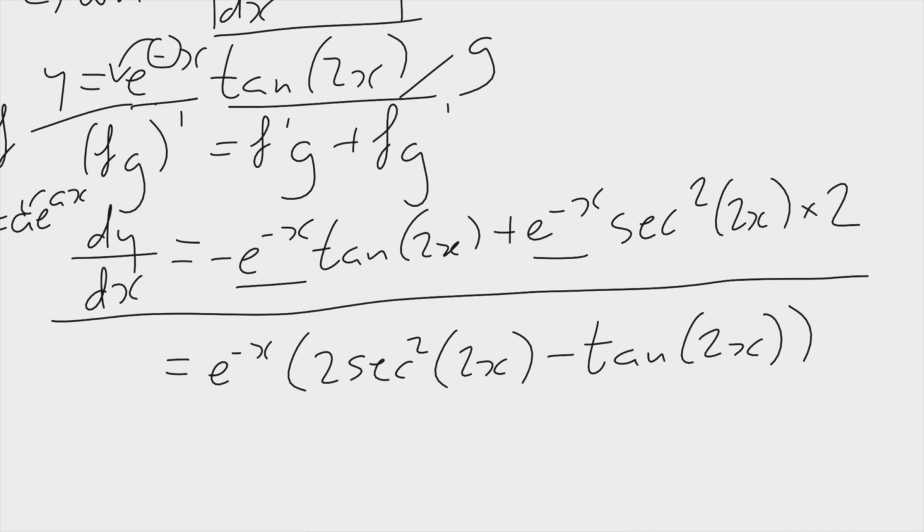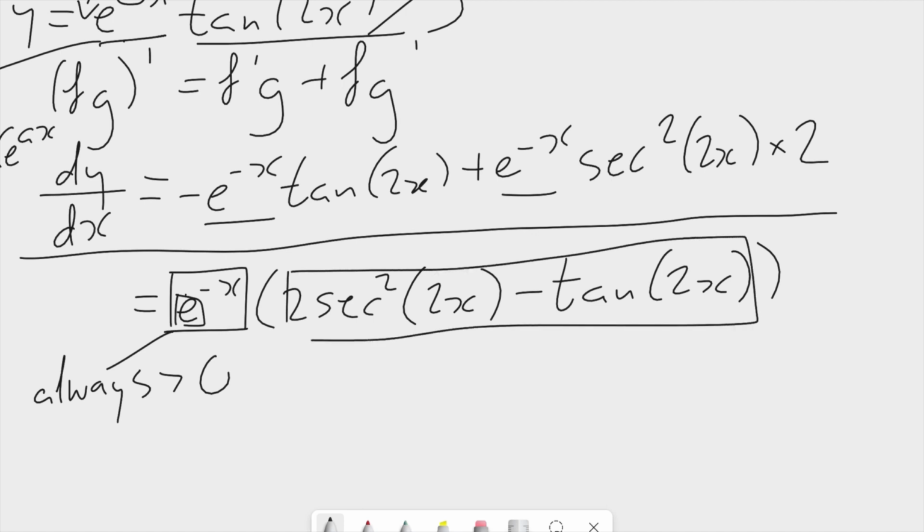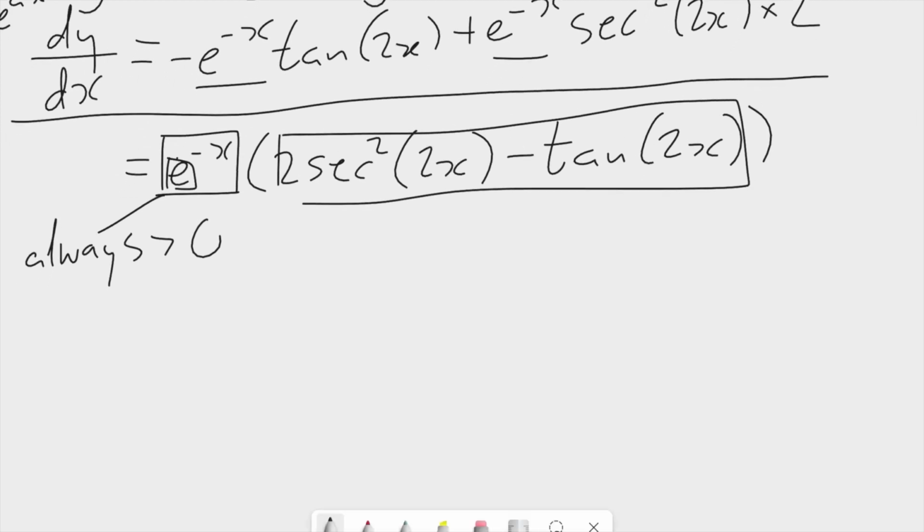Now we already have something useful because we have e to the minus x out here, and e to the minus x is always greater than 0. This is true of any exponential function. The e to the power of anything will always be greater than 0. So now we know that part's greater than 0. We can just ignore it and focus on this part here and show that this is always greater than 0. So I'll just bring this down.